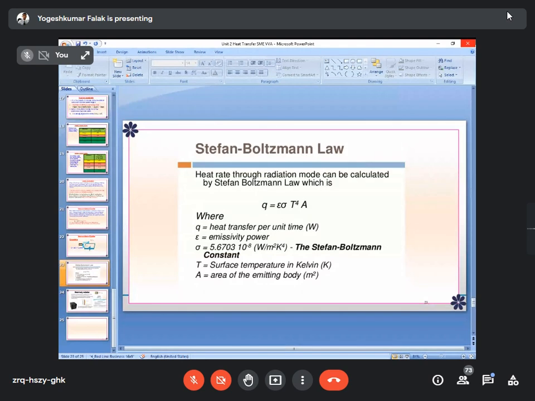the heat transfer per unit time in watts. You consider it as a capital Q, don't write it as a small q. Q is equal to epsilon, the emissive power, and sigma is 5.6703 into 10 raised to minus 8 watt per meter square Kelvin raised to 4. It's the Stefan-Boltzmann constant. T is the surface temperature in Kelvin. Sometimes it is T1 raised to 4 minus T2 raised to 4, so don't assume it will always be only T raised to 4. In some cases it can be T1 raised to 4 minus T2 raised to 4. And A is the area of the emissive and emitting body.